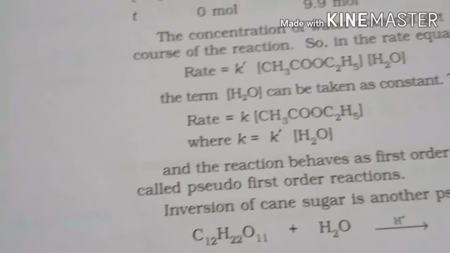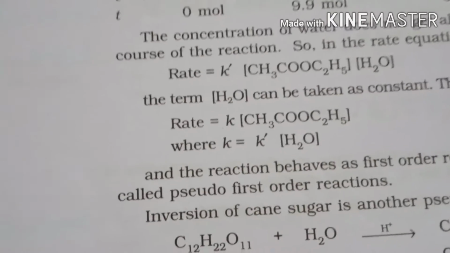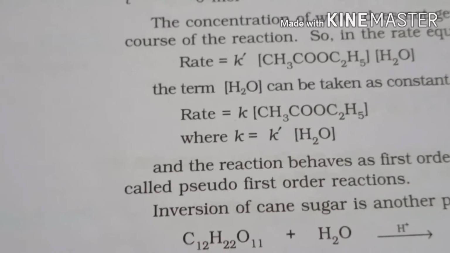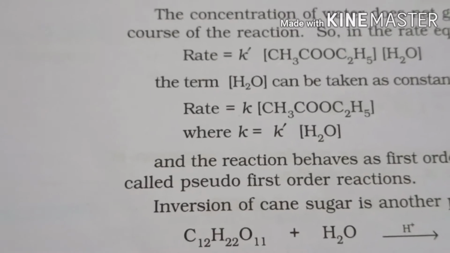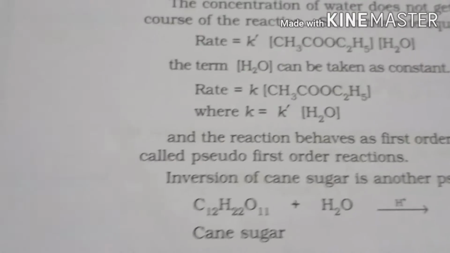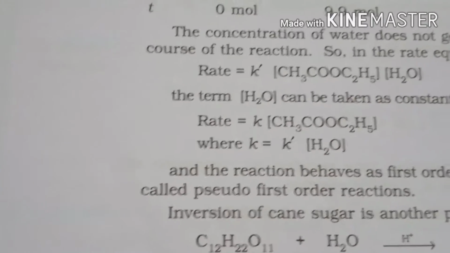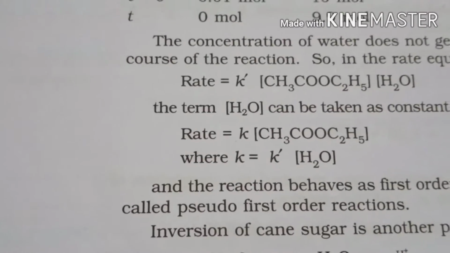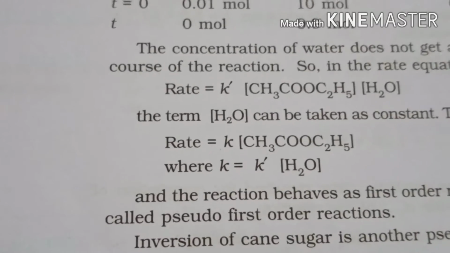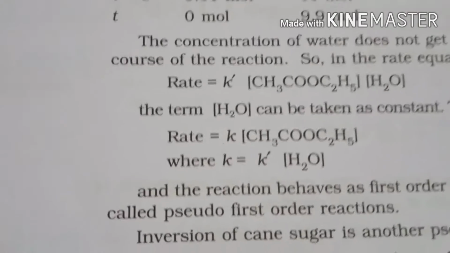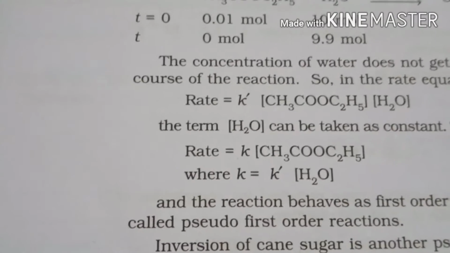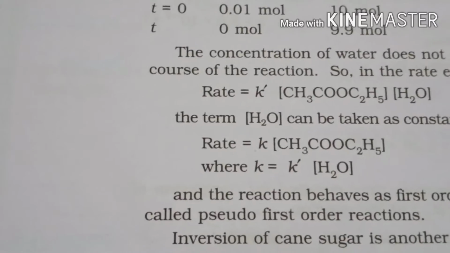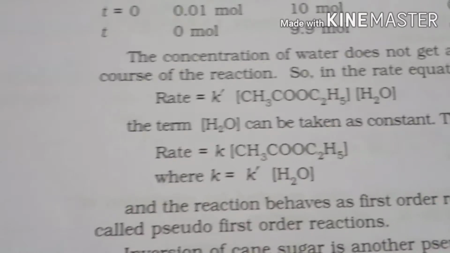So the reaction depends on only one concentration term, that is ethyl acetate, so it is a first order reaction. By observation we would think that it is a second order reaction because the powers of ethyl acetate and water add up to 1 plus 1, so second order. But actually when we determine the order experimentally, we get a first order reaction. Such a reaction is called a pseudo first order reaction.